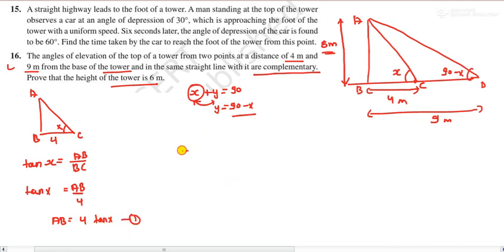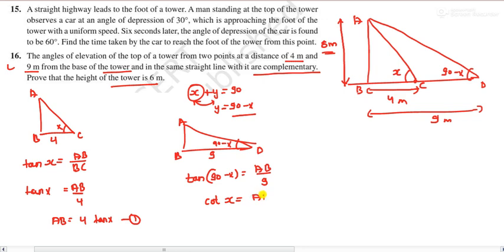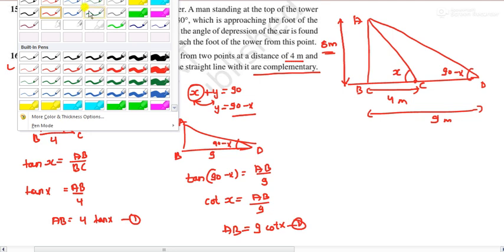Let this be equation 1. Now coming to the second figure, here it is 90 minus x. This is A, this is B, this time this is 9, this is D. So tan of 90 minus x is again AB by BD, that is 9. What is tan of 90 minus x? Yes, they are complementary, so tan will become cot. It is cot x, which is equal to AB by 9. So AB is 9 cot x. This is equation 2.